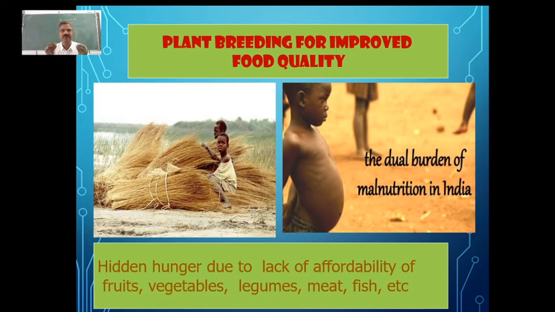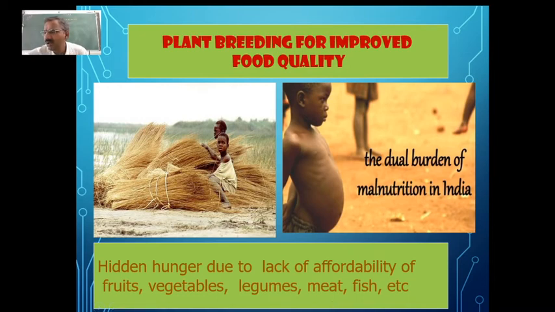About 35% of the world population is affected by non-availability of food, and those who are getting it also are not having enough nutrients in the food which they take, because of which many are suffering from malnutrition. Not getting enough food due to many reasons results in hidden hunger, which is due to lack of affordability of many vegetables, fruits, legumes, meat, fish and other things.